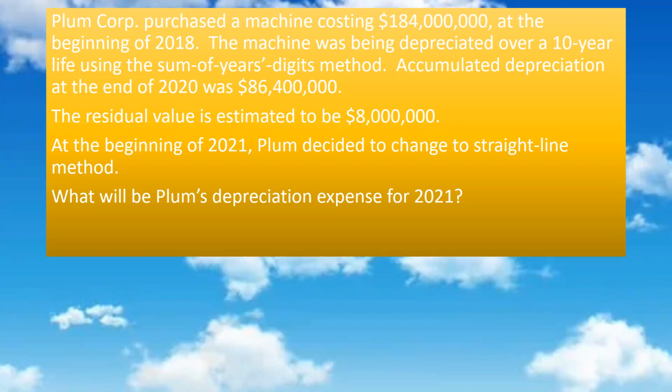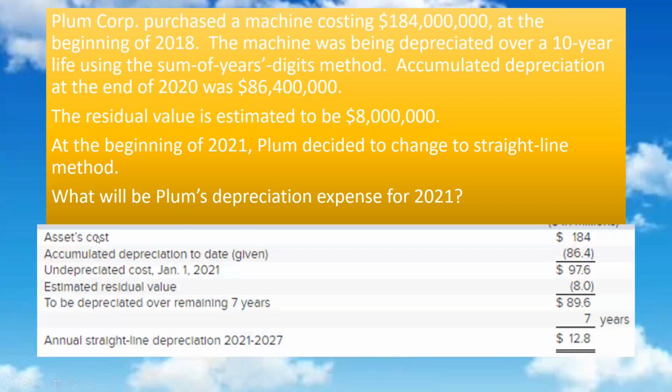For some reason, this is my favorite kind of problem. Probably because it's not super hard, but I'm just going to go ahead and show you the calculation so we can walk through it. We're going to take the asset's cost, the $184 million. We're going to subtract out what they have already depreciated. So that gives us $97.6 million that has not been depreciated yet. But since we're going to use straight line depreciation, we don't need to depreciate the residual value. We want it to still have that worth at the end. So we're going to subtract that out. So then that gives us $89.6 million that we need to depreciate.